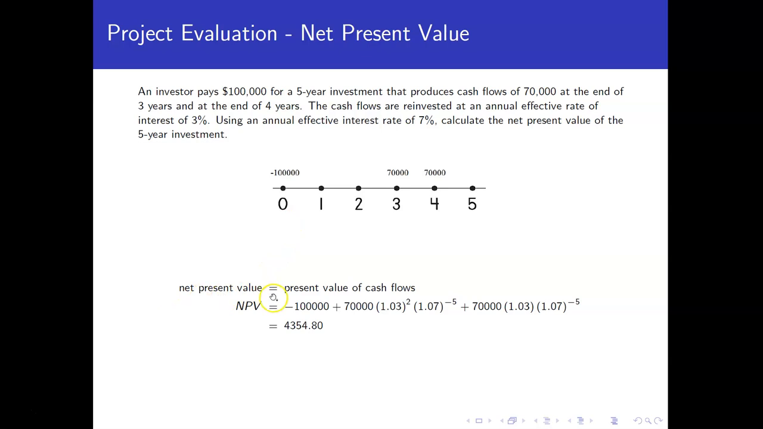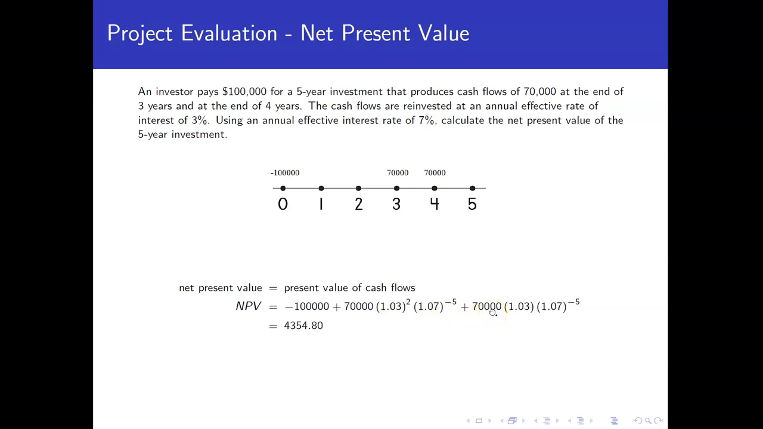All right, so the net present value is the present value of the cash flows. So obviously, the $100,000 that we lay out initially is the value at time 0. What happens with this $70,000 at time 3? Well, remember, it's going to come out at time 3, but we're going to invest it for 2 years. So we take the $70,000 times 1.03 squared. It gets invested at that 3% interest rate, and then we'll pull it back to time 0 using our 7% annual effective rate.